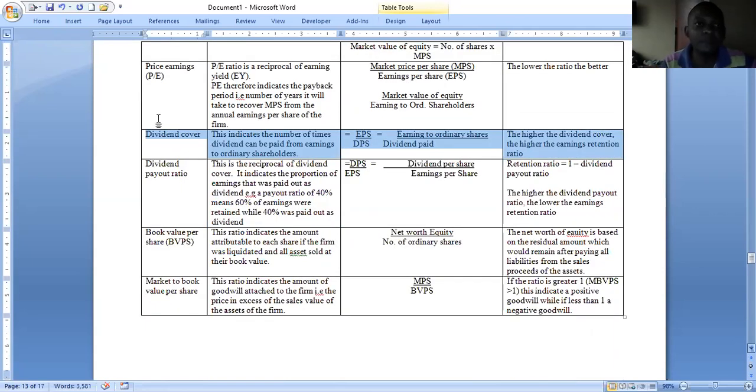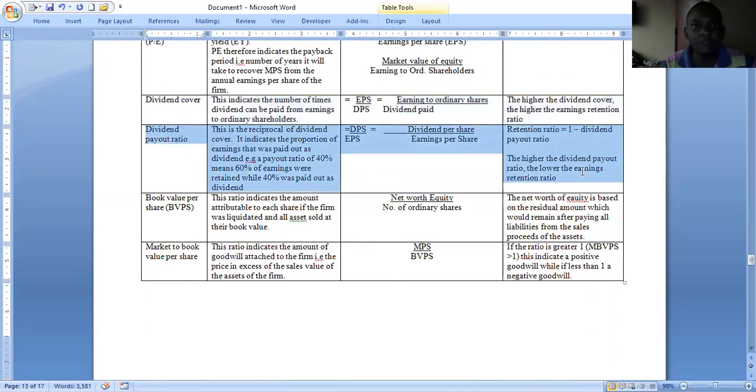And then we have the dividend payout ratio. The dividend payout ratio is the extent to which the company has paid dividends out of its earnings. The dividend payout ratio is equal to the dividend per share divided by the earnings per share.